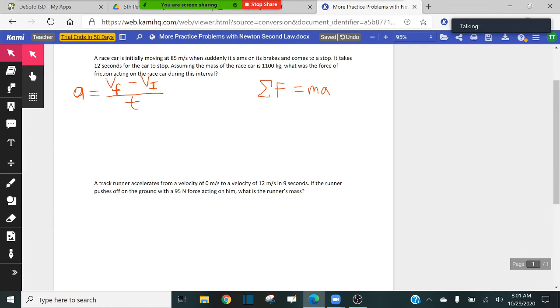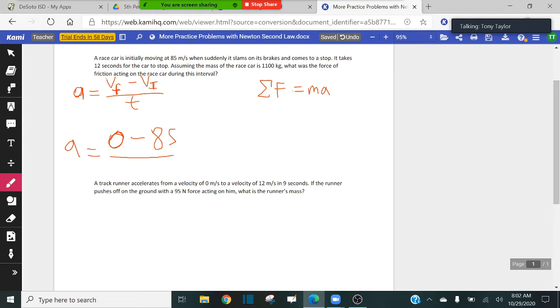Okay. So now let's plug everything in, guys. In order to find the force acting on the race car, we need to find the acceleration of the race car first. A race car is initially moving at 85 meters per second when suddenly it slams on its brakes and comes to a stop. And it takes 12 seconds for the car to come to a stop. Okay, guys, if we are coming to a stop here, that means our final velocity is just 0. And notice what was the initial velocity. The initial velocity of the car, it says it was moving at 85 meters per second.